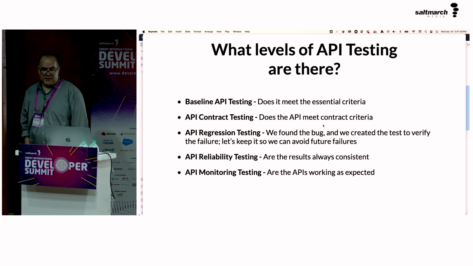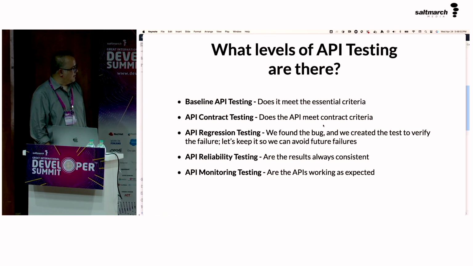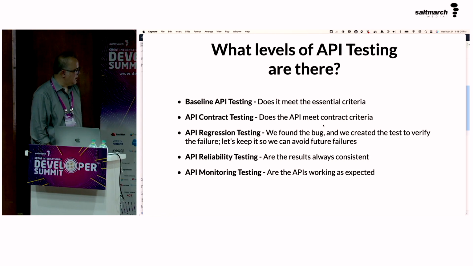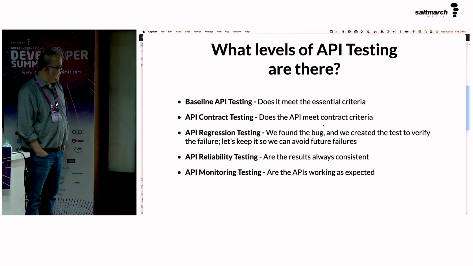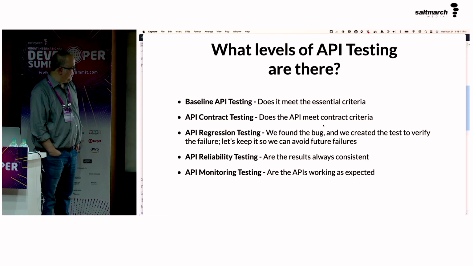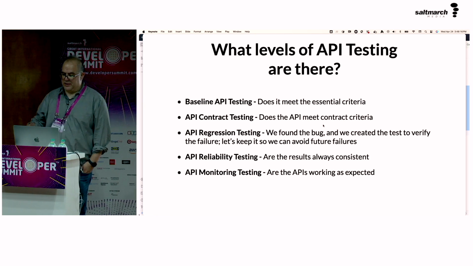Baseline testing, does it meet the essential criteria? Contract testing, does it meet any kind of contract criteria? Regression testing, okay, if there's something that was introduced as far as a bug, are we able to catch that? Reliability, are things always consistent, and monitoring, so on and on.